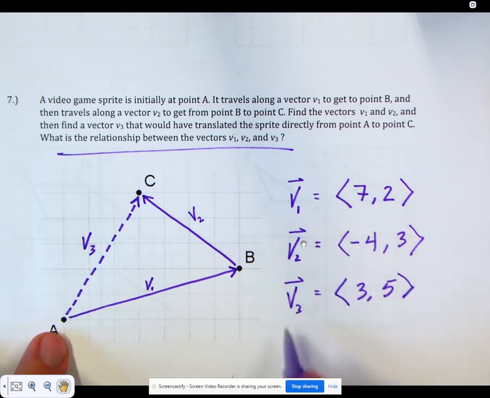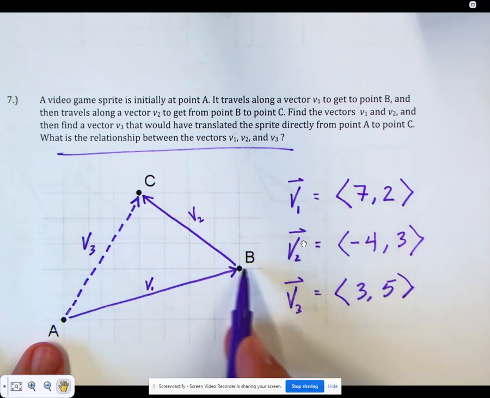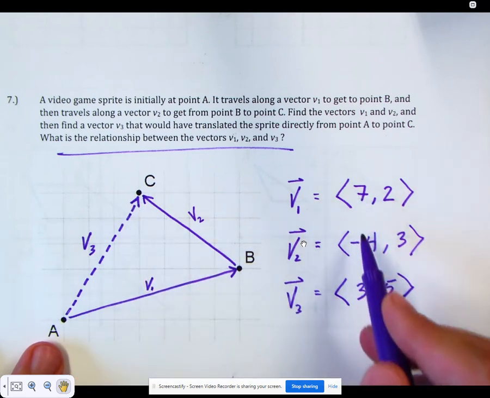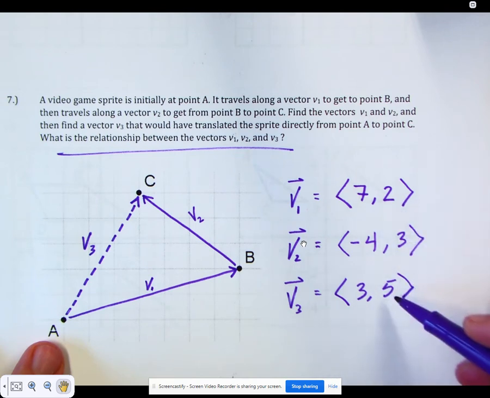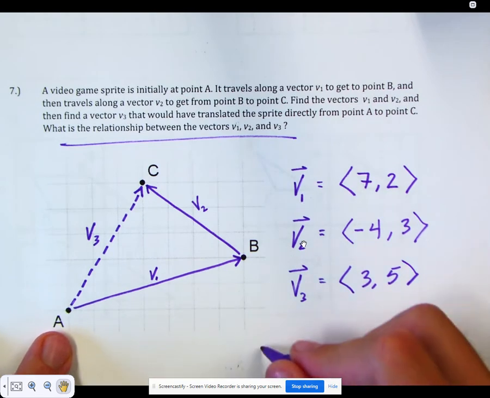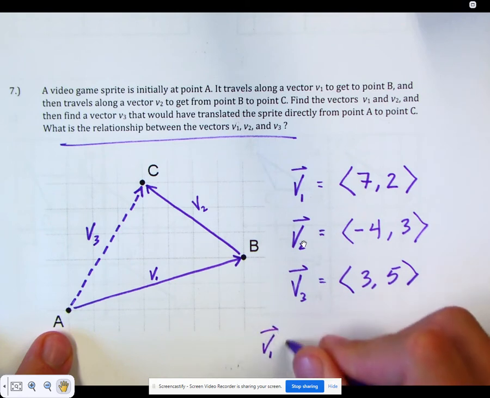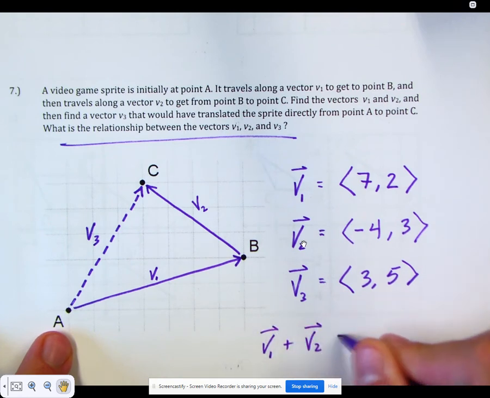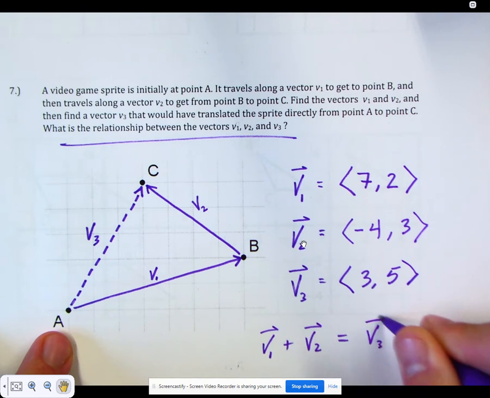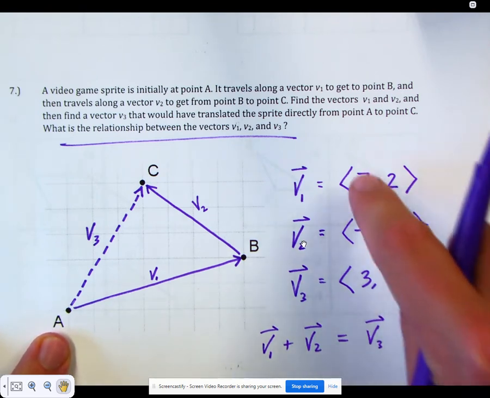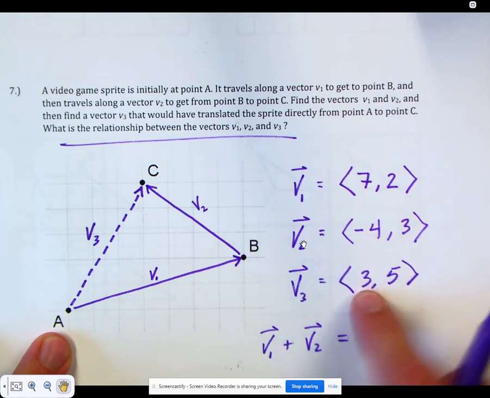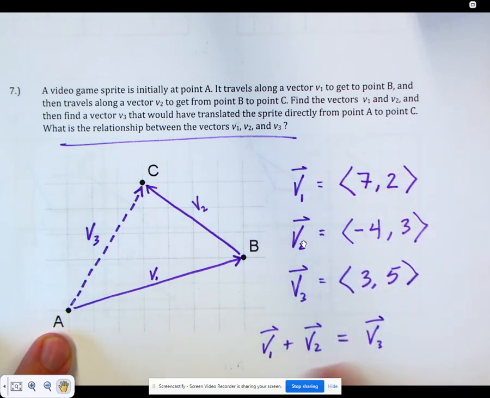So what this shows is that if you travel along two vectors, you can basically just add up the x coordinates to get the net result for the x, and you can add up the y coordinates to get the net result for the y. So in concise language, you would just say v1 plus v2 equals v3. So that's a mathematical statement relating the fact that 7 plus negative 4 is 3, and 2 plus 3 is 5. So that's how we write that.